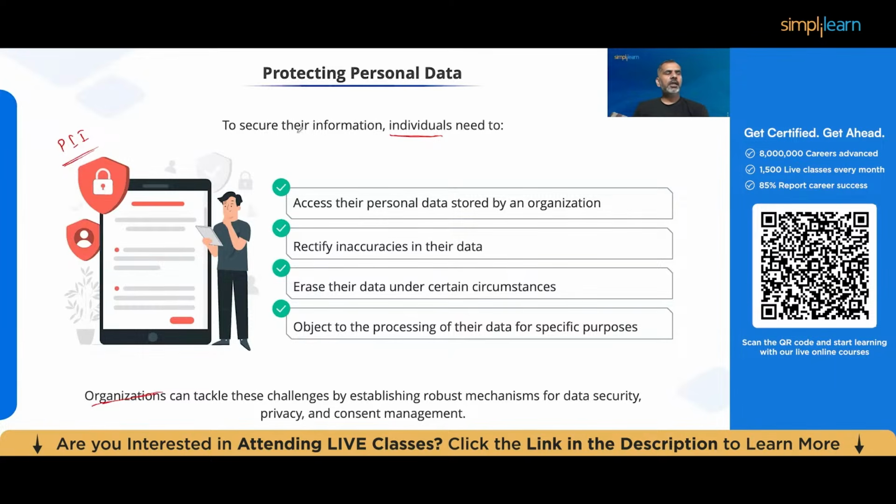Now, as a data organization, I have to secure that information. Individuals need to be able to access their personal data stored in the organization, rectify the inaccuracies in the data, erase their data under certain circumstances, and object to the processing of their data for a specific purpose. These are the checkpoints we need to put in place. But when we do this, the organization has to go through certain challenges: they have to establish a robust mechanism for data security, privacy, and consent management. These three things are very important.